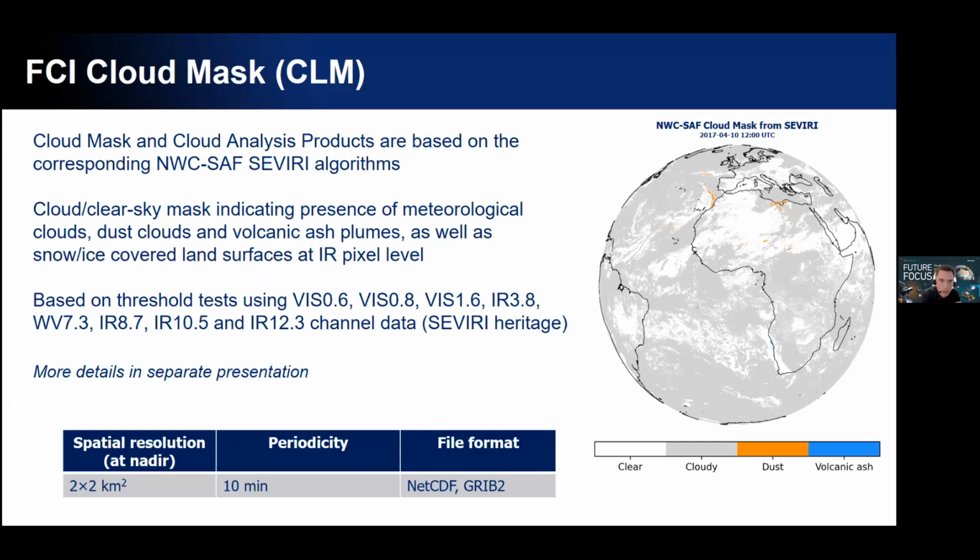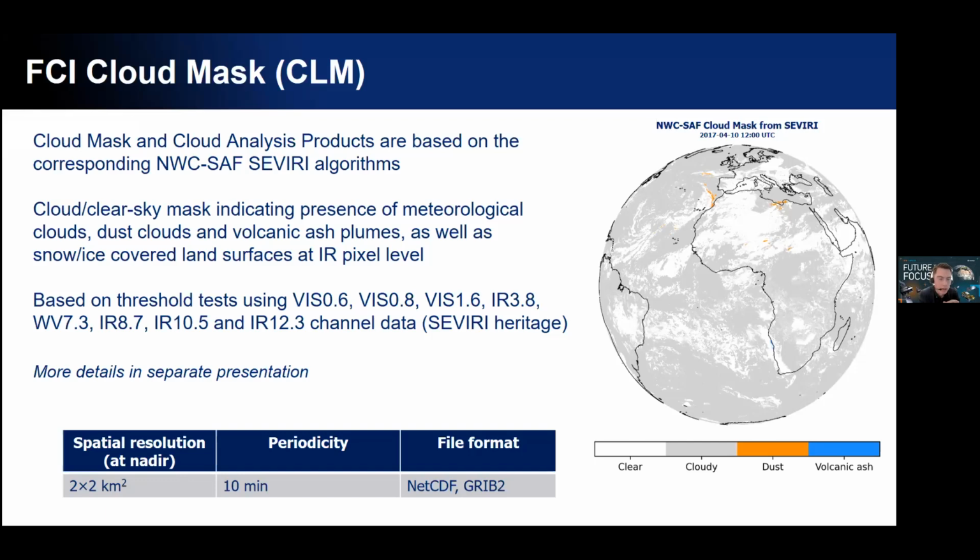So what you get with a cloud mask is a clear or cloudy sky mask indicating whether you have meteorological clouds, dust clouds, volcanic ash plumes, and you also have information about whether we have snow or ice covered surfaces. And this is done using a bunch of threshold tests. First there's a set of single tests that are used to identify clouds, and then there is another set of tests used for restoral.